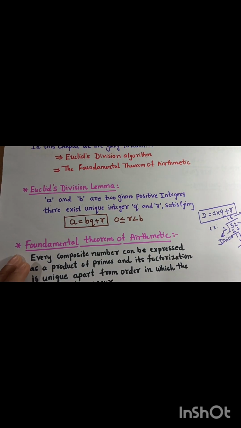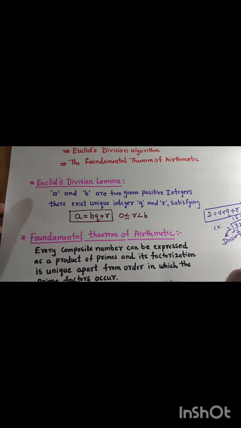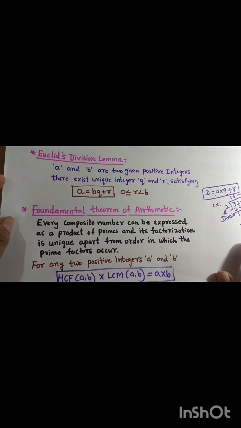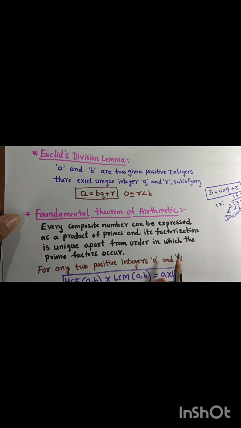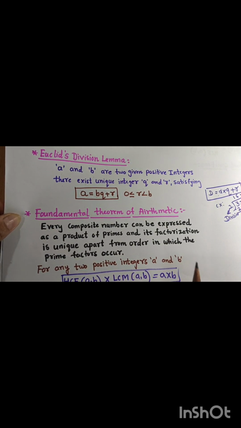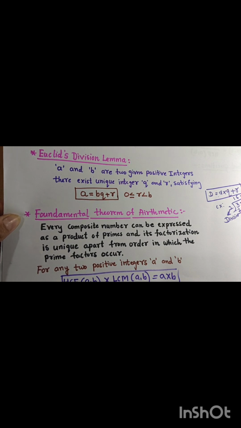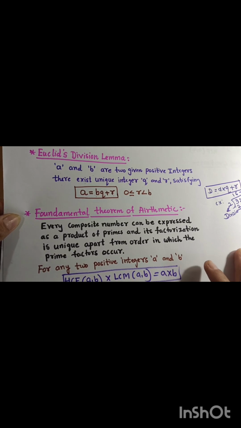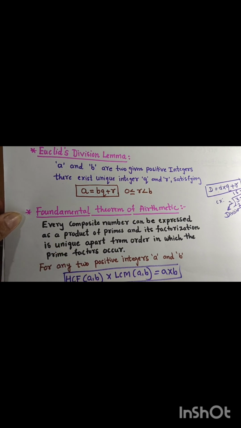Now let's see the next point, the fundamental theorem of arithmetic. What does the fundamental theorem of arithmetic say? It is a very easy part. In our previous session we saw prime numbers and composite numbers, and the fundamental theorem of arithmetic is based on this only. You know prime numbers and prime factors, so it is very easy to find this. Now see what it says.